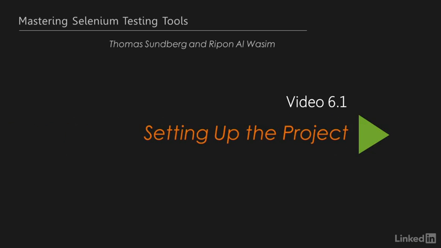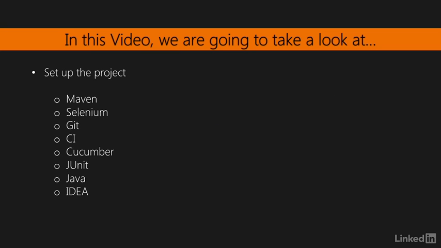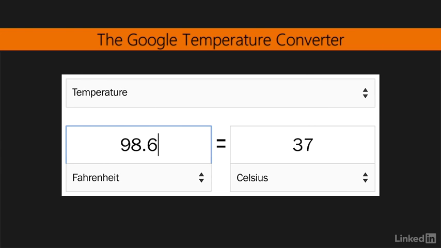Our first goal is to set up the project using the necessary tools. In this video, we will test a small web application by using Selenium and Cucumber. We will use Git for source code management and Jenkins for continuous integration. We will implement a small web application, the Google Temperature Converter.